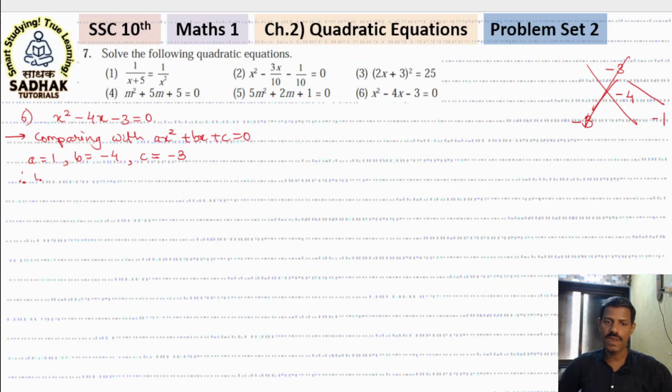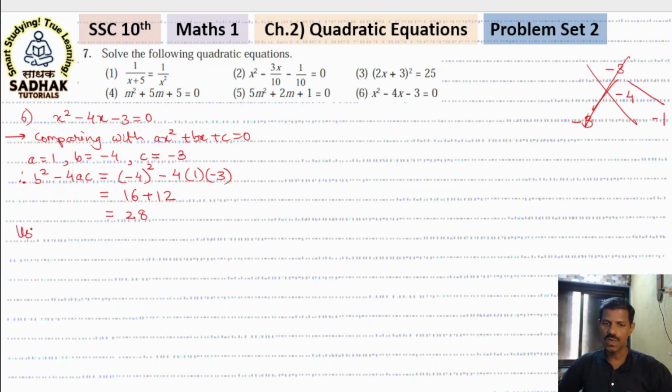So therefore, first we will find the value of the discriminant, b square minus 4ac. What is my b square? Minus 4 whole square, minus 4 multiplied by a, that is 1, multiplied by c, that is minus 3. So minus 4 whole square is 16, and 4 ones are 4, 4 threes are 12, now it will be plus 12. So here the value of the discriminant is positive. It is not negative like sum number 5. So here we can continue.